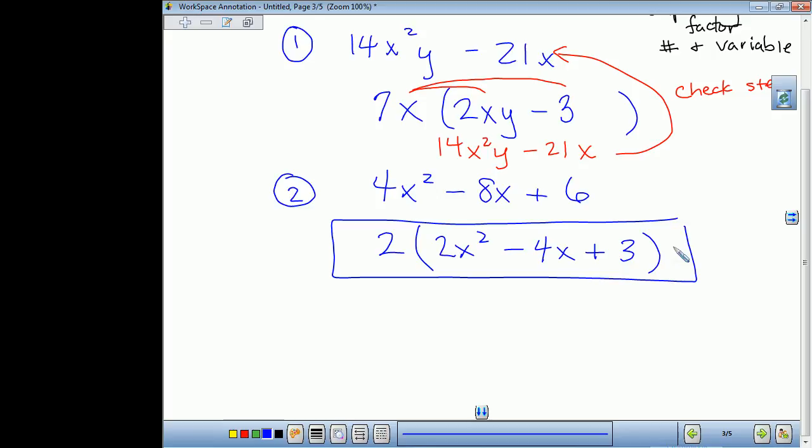Jordan: How come there wasn't a 2x on the outside of this one? When we're looking for the variables, every term has to have that variable. This one does, but this one doesn't, and because this one doesn't have an x, we can't take out the x. They don't all have it in common. Okay, here's your challenge problem.